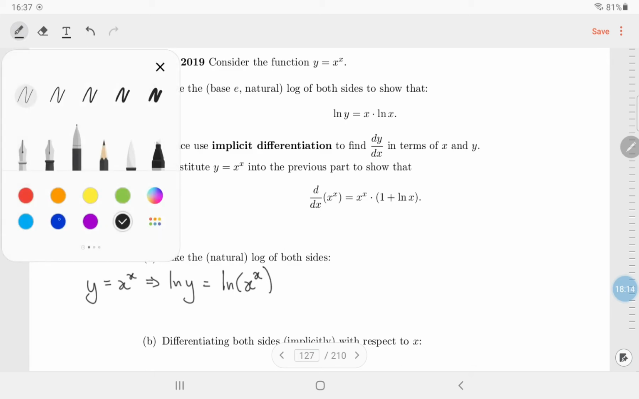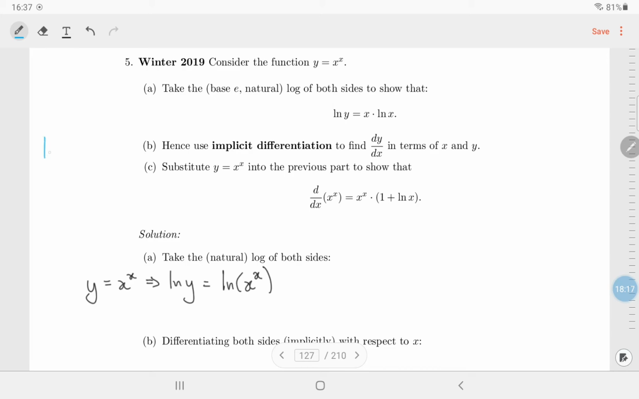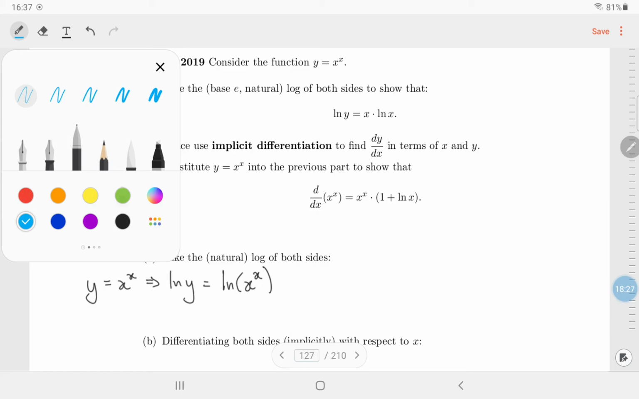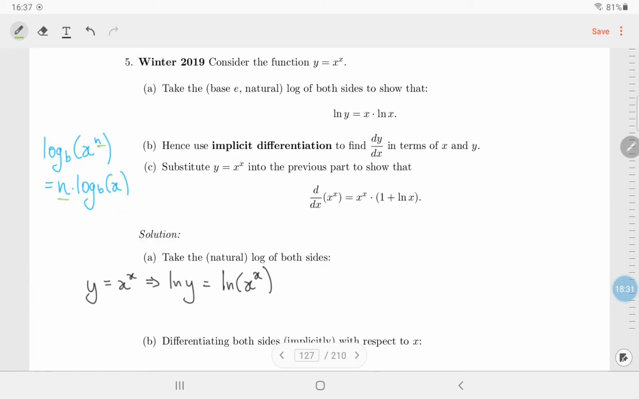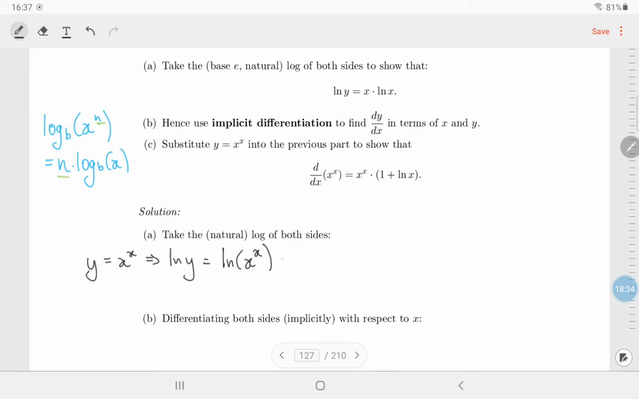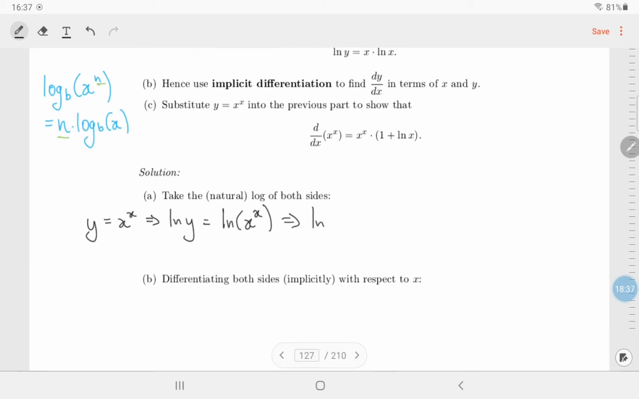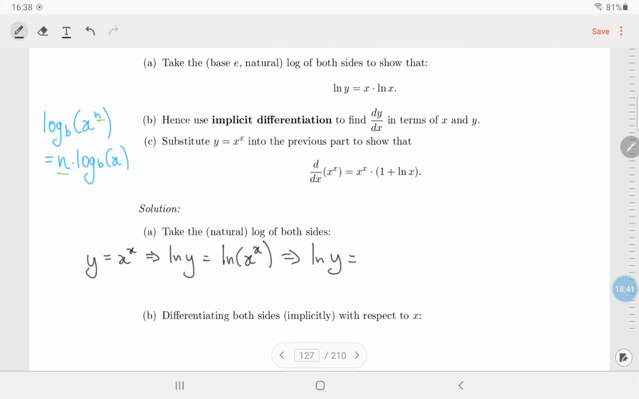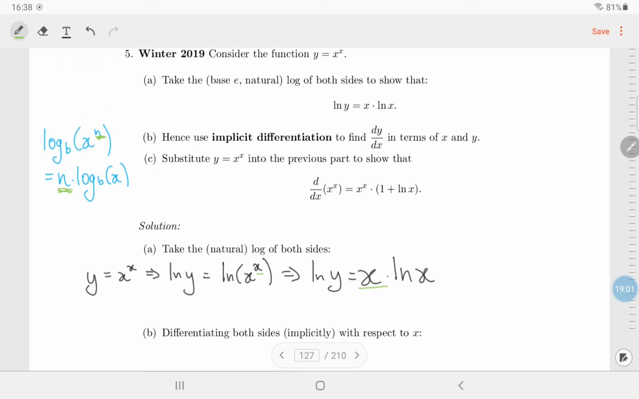Now I know you would have done some stuff with logs last semester, and one of the properties of logs is that they turn powers into multiplication, and that would be in the tables that I send you. So you get log of y equal to, so the power of x gets turned into multiplied by x, and that's what we were asked to show.